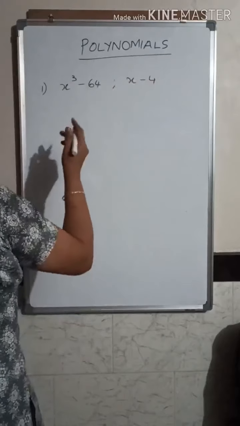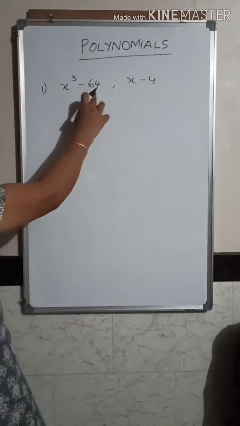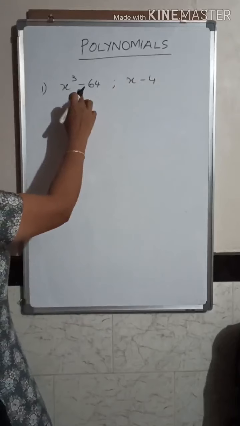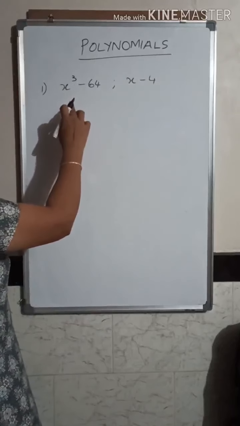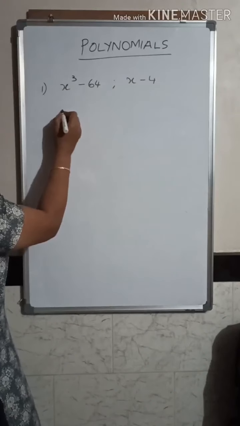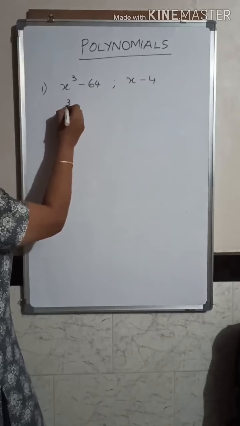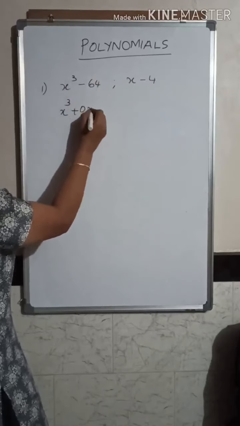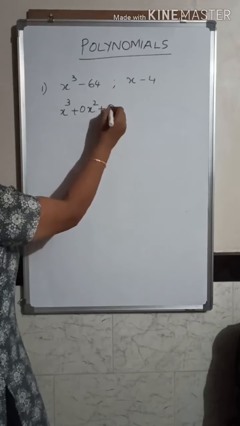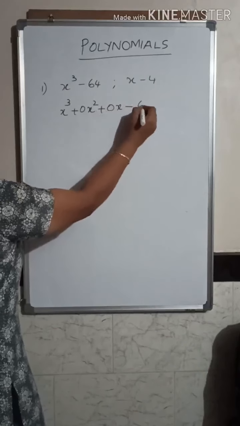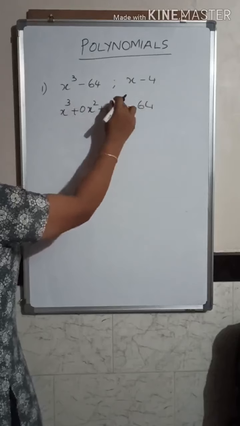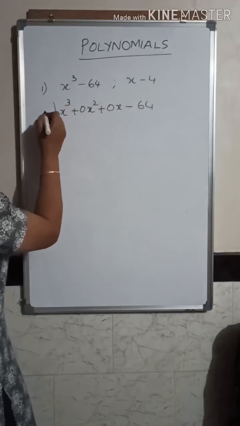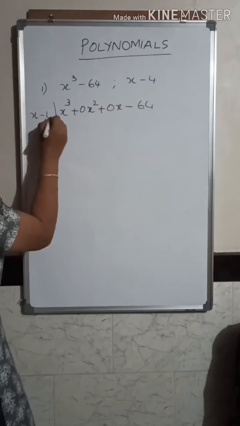Now to do the division, whenever you have got the dividend given, first try to express that in the index form. So this in the index form can be written as x to the power of 3, the square term is missing, so you write it as 0x square, then 0x minus 64. So 3, 2, 1, then the constant. So this has to be divided by x minus 4.